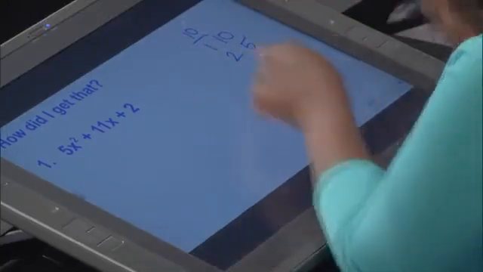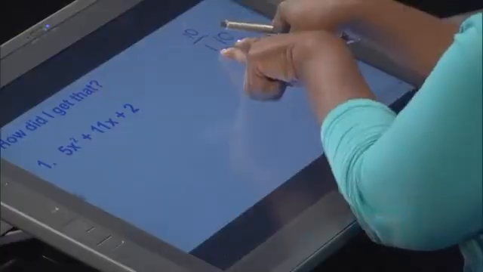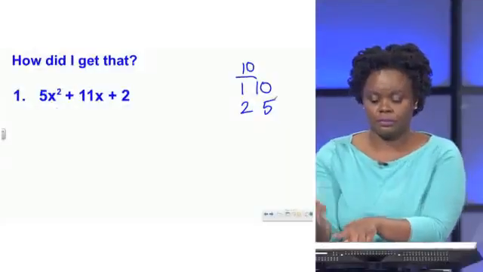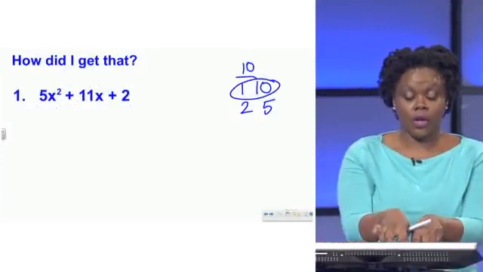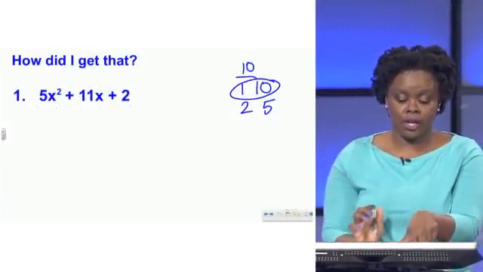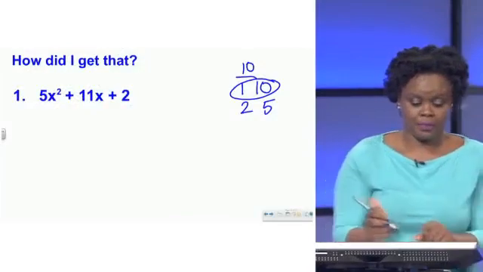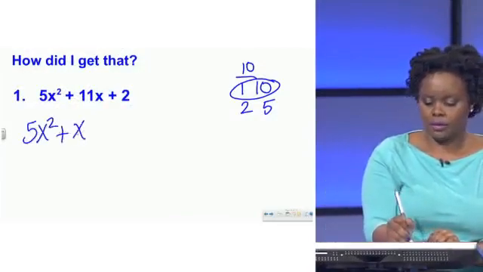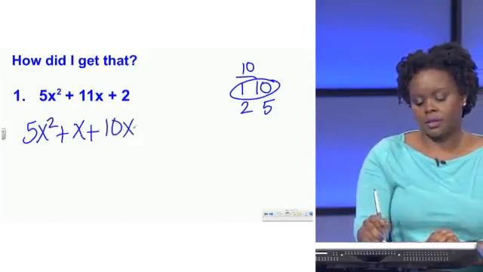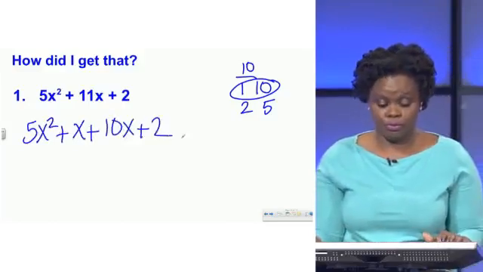You probably spotted that pretty quickly. It's the 1 and 10. So 1 plus 10 is 11. So you know that's the pair of factors that you want. So now you can jump back to your trinomial, and you're ready to go ahead and split that middle term. So 5x squared plus x plus 10x plus 2.